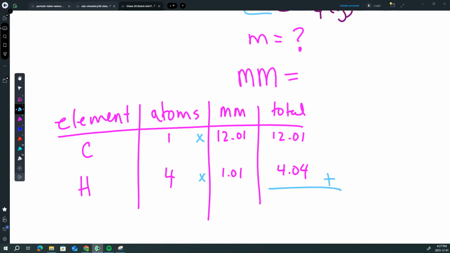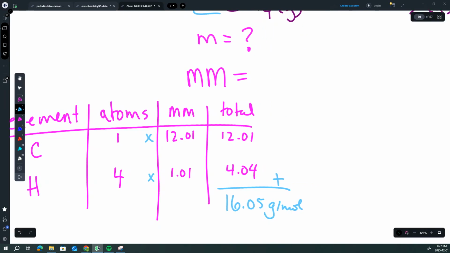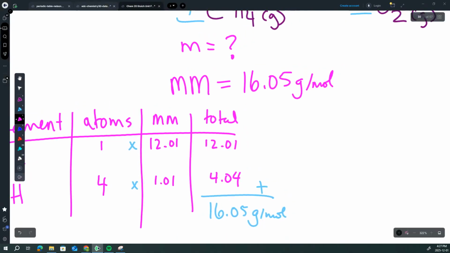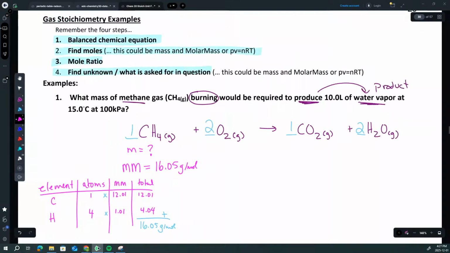Now we're going to add up both of these numbers. So what we're going to get is 16.05 grams per mole for the molar mass of methane. All right.